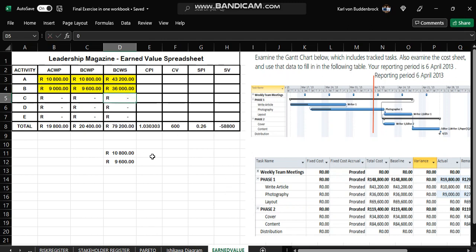There we go. So we are looking at a CPI of 1.03. We're looking at a CV of 600, an SPI of 0.26, and a schedule variance of minus 58.8. This means it is on cost, but it is behind schedule, quite obvious.